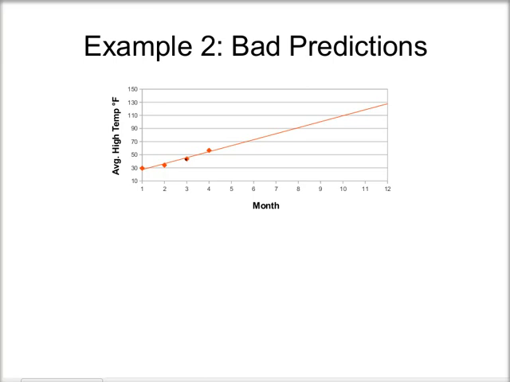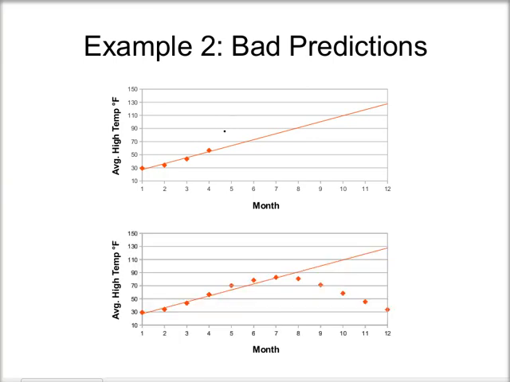March looks like it gets up into the 40s, and then April it gets up into the 50s. So if I just use these 4 points and I drew a regression line, it looks like my temperature keeps going up all year. And we know that that's not true.